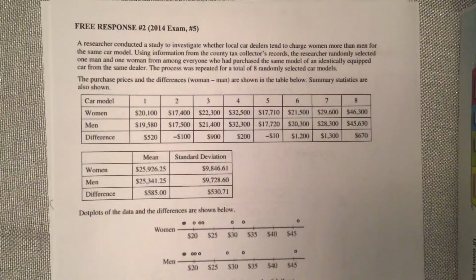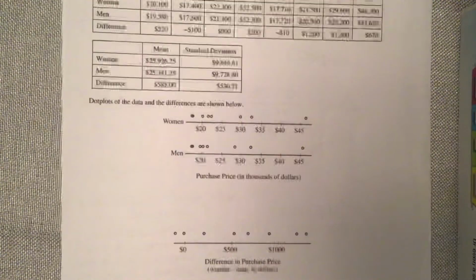So the problem says a researcher conducted a study to investigate whether local car dealers tend to charge women more than men for the same car model. Using information from the county tax collector's records, the researcher randomly selected one man and one woman from among everyone who had purchased the same model of an identically equipped car from the same dealer. The process was repeated for a total of 8 randomly selected car models. The purchase prices and the differences, women minus man, are shown in the table below. And then they give you that, and they give you all of these summary statistics.